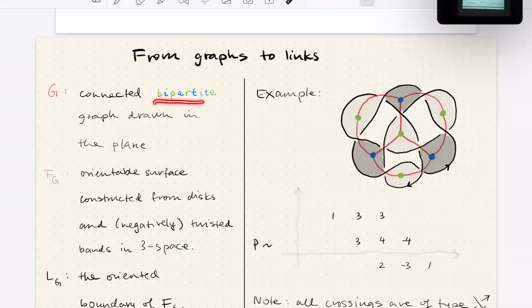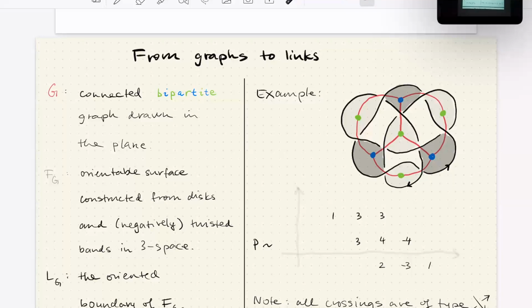I want it to be bipartite. I wrote this in this funny way to explain the color convention here, which is that every blue vertex can only be connected to green ones. So blue and blue are never connected, and green and green are never connected. That's the rule for a bipartite graph. So that's what you do. You pick one and you draw it on the plane. Not all graphs can be drawn on the plane, but you pick one that you can draw on the plane.